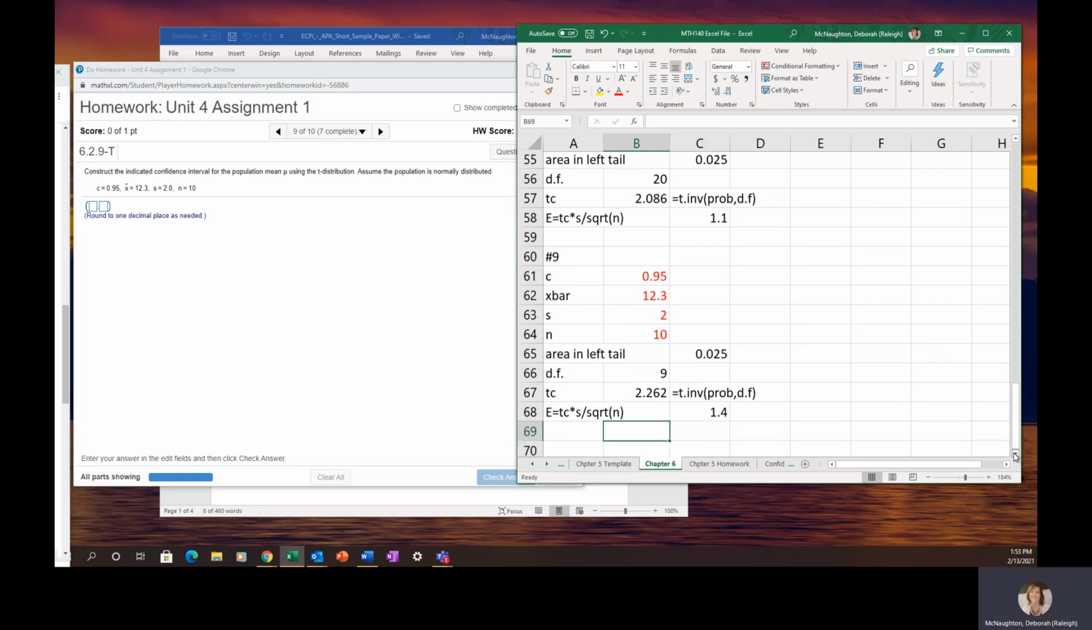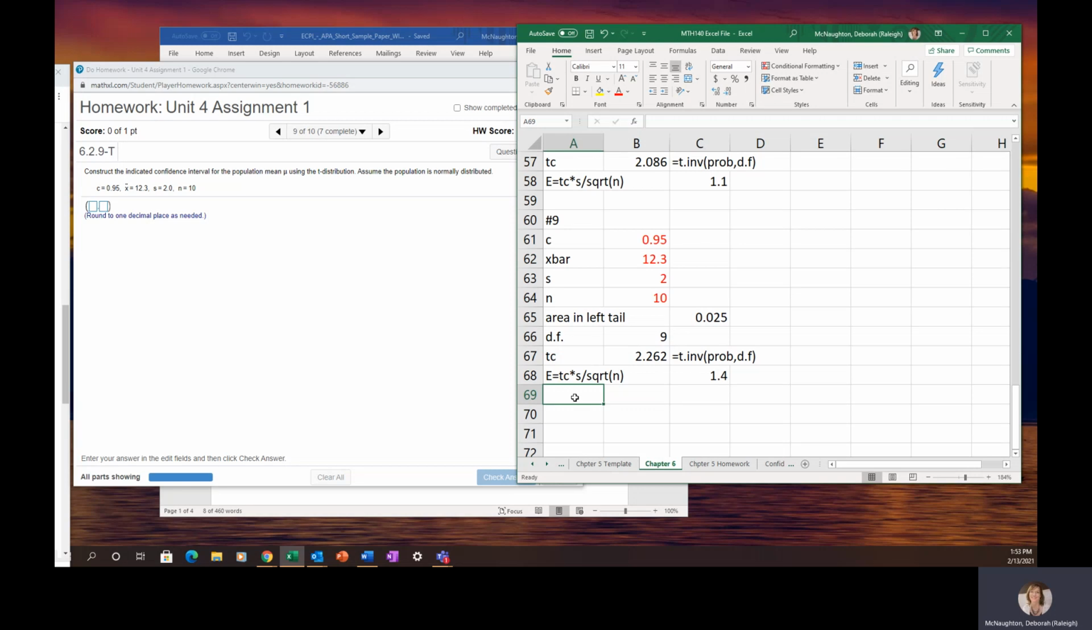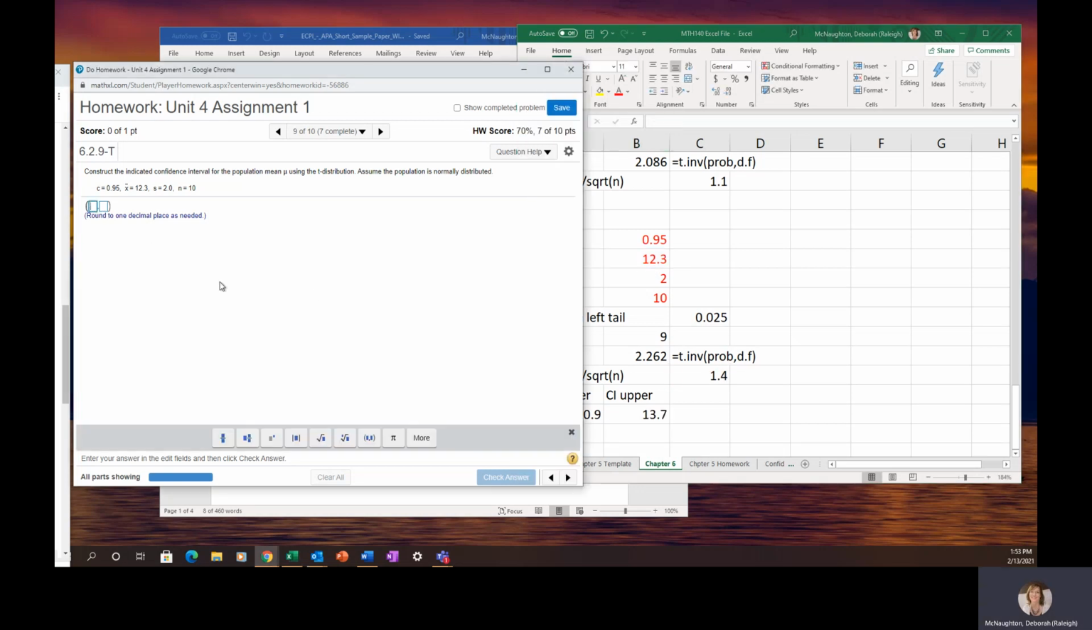And now I just need my confidence interval. So remember, my confidence interval has 2 parts. So my lower, my upper. Okay, and my lower is X bar minus the error, and my upper is X bar plus my error. And so this goes from 10.9 to 13.7.